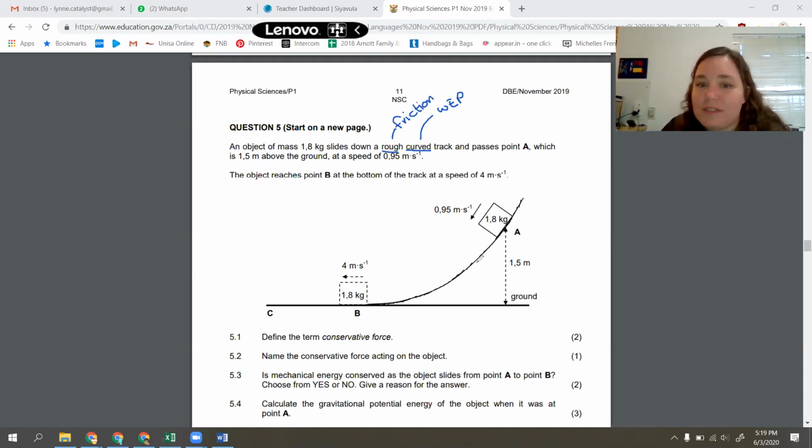Also, when we're doing a situation like this, we're not going to be able to work out friction using the work done by friction is equal to F delta X cos theta, okay? For the simple reason that our delta X isn't a straight line. So whenever we do a question like this, the work done by friction will be determined by eliminating the other things.